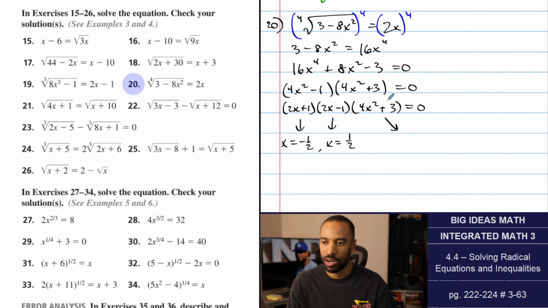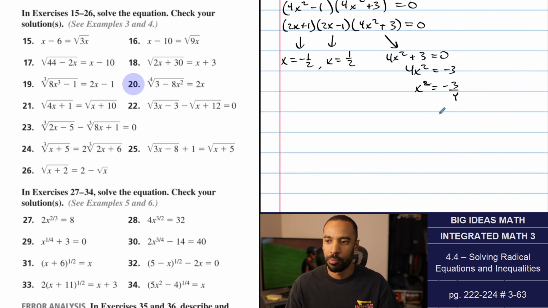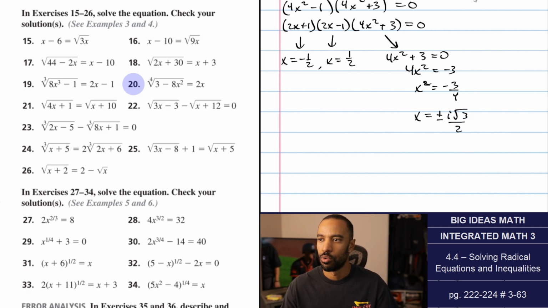And in this case here, 4x squared plus 3, if that equals 0, we'll subtract 3 from both sides, and we'll divide both sides by 4. And we'll take the square root of both sides, and we get x equals plus or minus i root 3 divided by 2. Remember, with the square root, we do square root top and bottom. There is a plus or minus involved, so it's 2 more solutions. It was a quartic after all. So we get 1, 2, 3, 4 solutions.